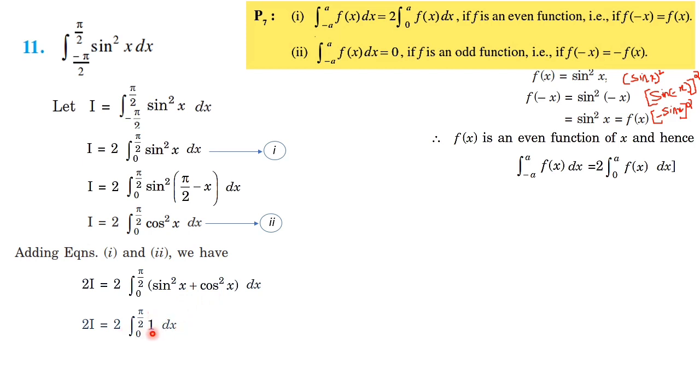While doing the integration, 2 into x, since integration of 1 dx is x. Apply the limit 0 to pi by 2. Upper limit minus lower limit, that is 2 into pi by 2 minus 0. Pi by 2 minus 0 is pi by 2. 2 cancel, and finally we are getting the answer as pi.